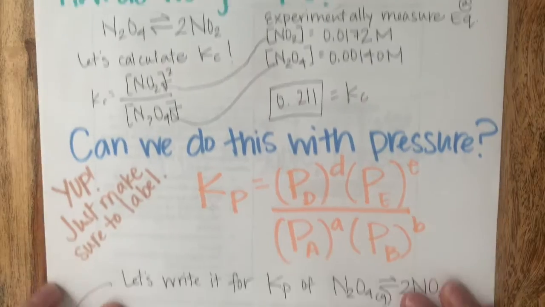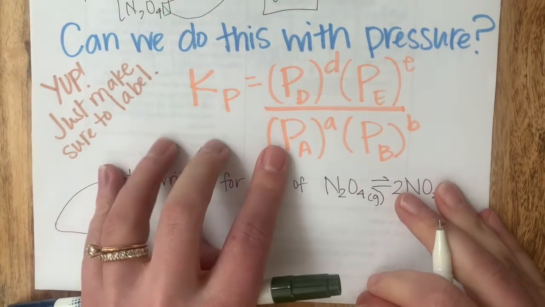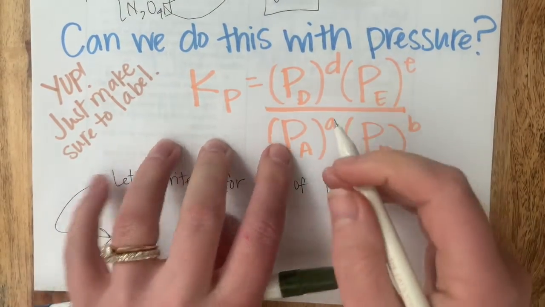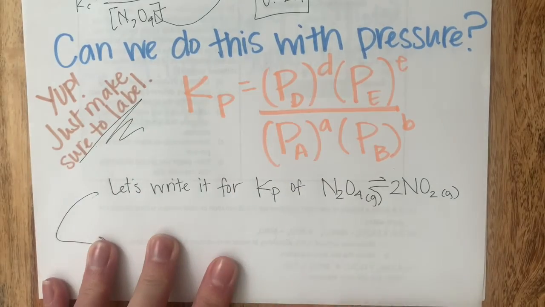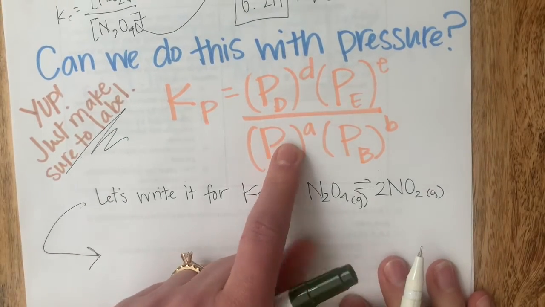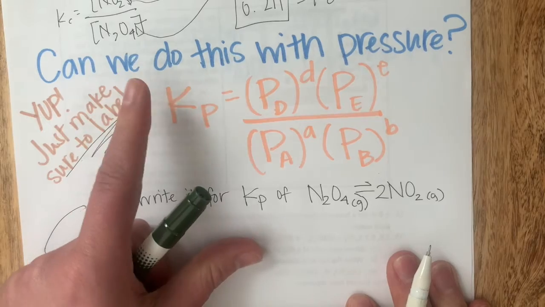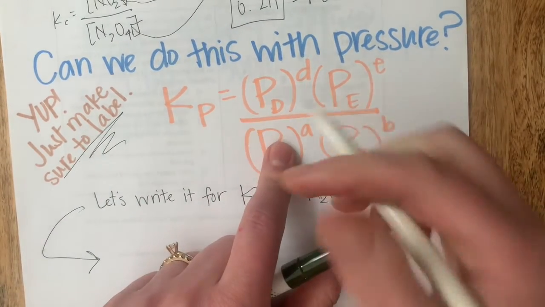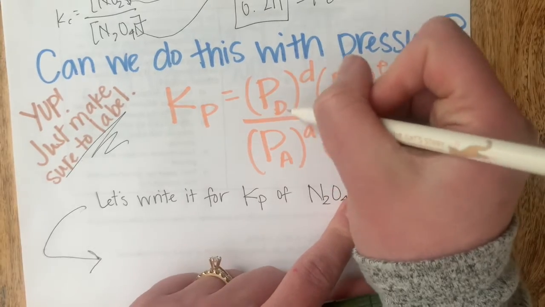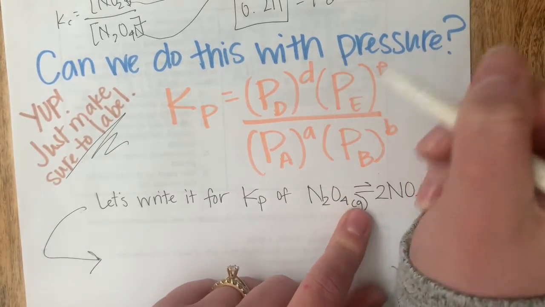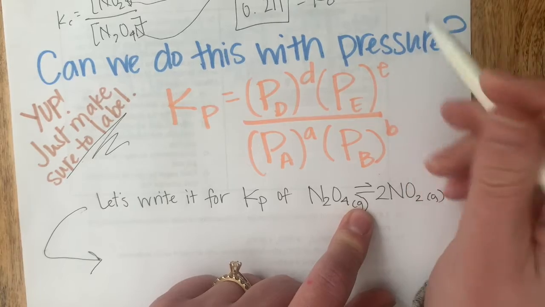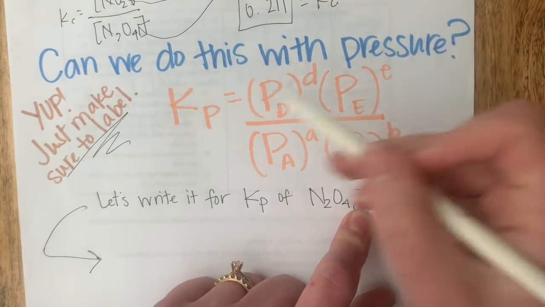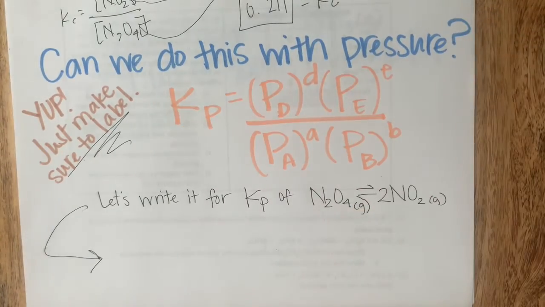All right, can we also do this with pressure? Yes, and the AP exam is going to ask you to do this. We have to be really careful about labeling, right? So notice how much different this is. No more brackets, and what we do is we write a big P to show we're talking about pressure, and then you always write the formula down here as a subscript for the pressure. Again, it's still raised to the power, so almost nothing has changed. We label Kp, we make sure we're using pressure.